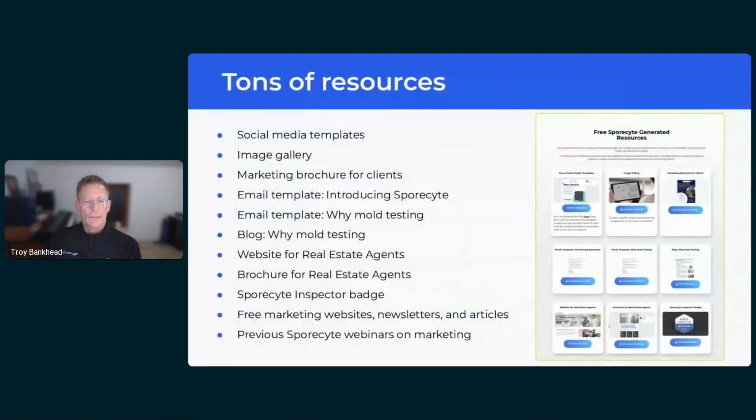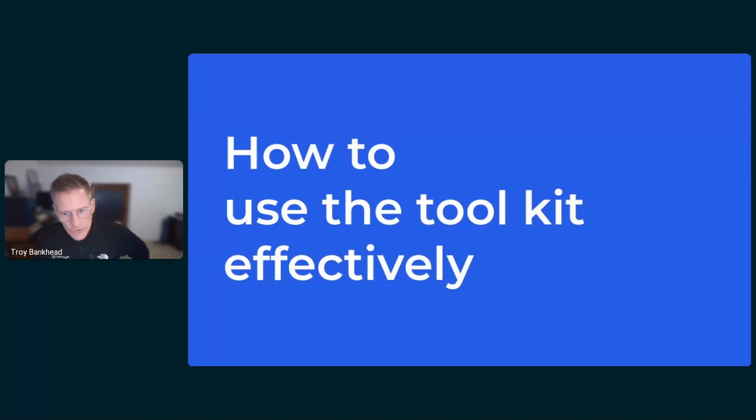And there are tons of resources on this page. We've got social media templates, image galleries, marketing brochures, several email templates, blog posts. We actually built a website for real estate agents along with a brochure, and we'll talk about those in a minute as well. We've got a Sporecyte Inspector Badge. We've got free resources like websites, newsletters, and articles, as well as several previous webinars on marketing. So let's dive into how to use the various tools in our marketing toolkit effectively.